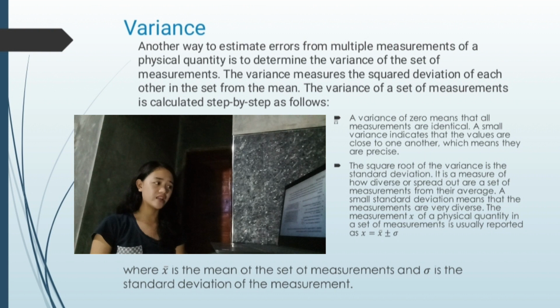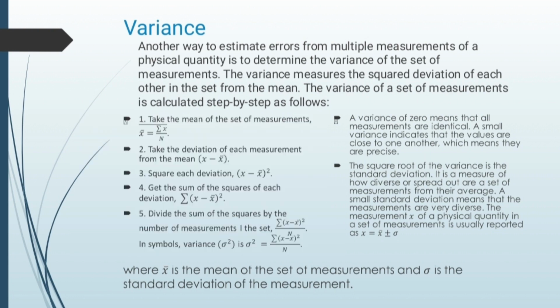The square root of the variance is the standard deviation. It is a measure of how diverse or spread out a set of measurements is from their average. A small standard deviation means that the measurements are very diverse. The measurement x of a physical quantity in a set of measurements is usually reported as x is equal to mean plus or minus standard deviation, where mean is the mean of the set of measurements and the standard deviation is the standard deviation of the measurement.